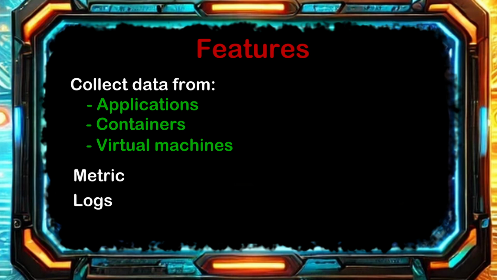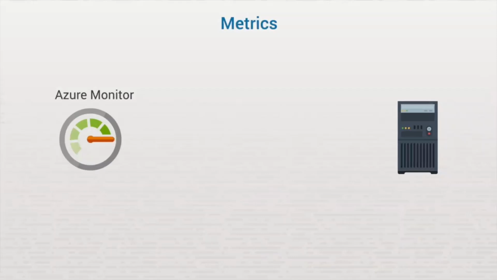Azure Monitor can be used to monitor applications, containers, and virtual machines. All of this collected data falls into one of two types, metrics and logs. Let's take a closer look at these data types. Metrics are time-stamped numerical data that's stored in a database. This data is extremely useful for quick analysis and issue detection.